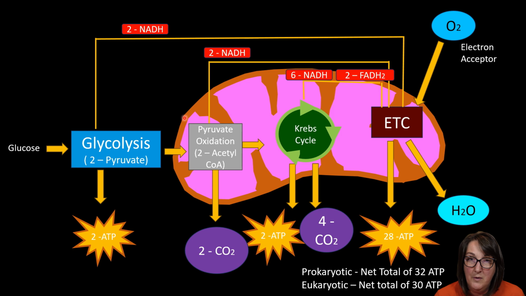If I am a prokaryotic cell, I do not have a membrane that I have to go into to make ATP. So that step is not there. So eukaryotics, we have that membrane we have to go through. So we take 2 ATP to make that process happen. Prokaryotics don't have that membrane, so they get a net total of 32.